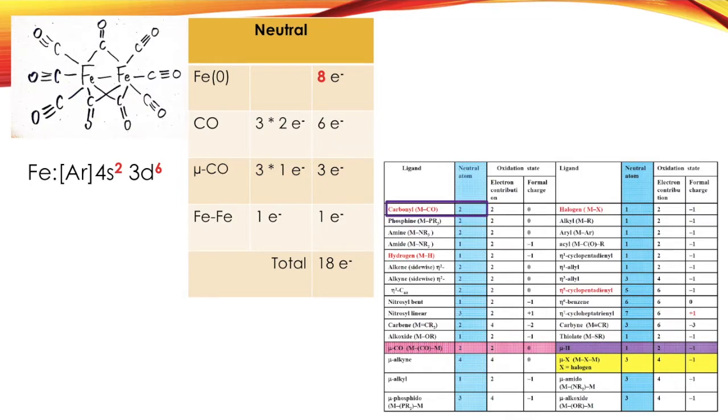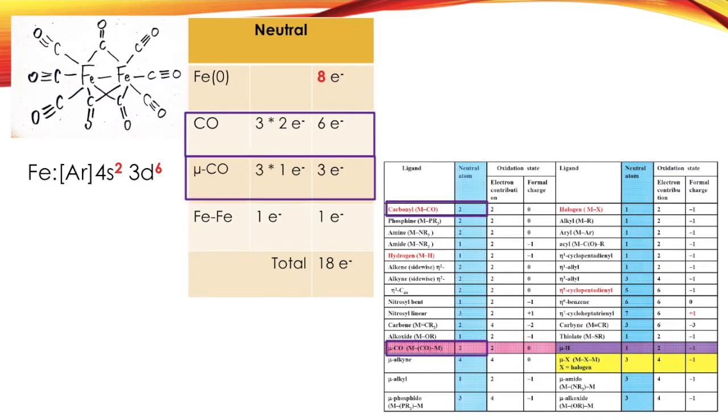Carbonyls contribute 2 electrons each, and since there are 3, then it contributes 6 electrons. Mu carbonyls are the bridging carbonyls. They contribute 2 electrons, but since the electron pair of a bridging ligand donates 1 electron to each of the bridged metal atoms, then we only count 1. Since there is 3, then it contributes 3 electrons.